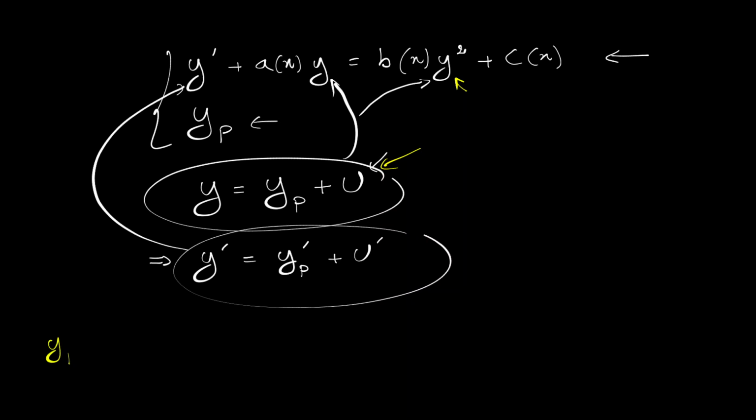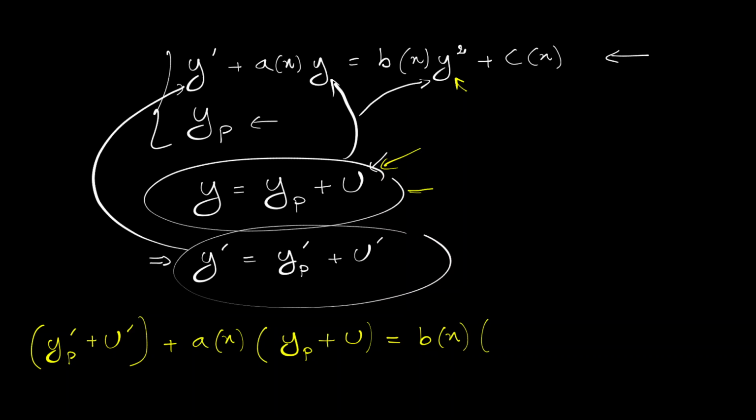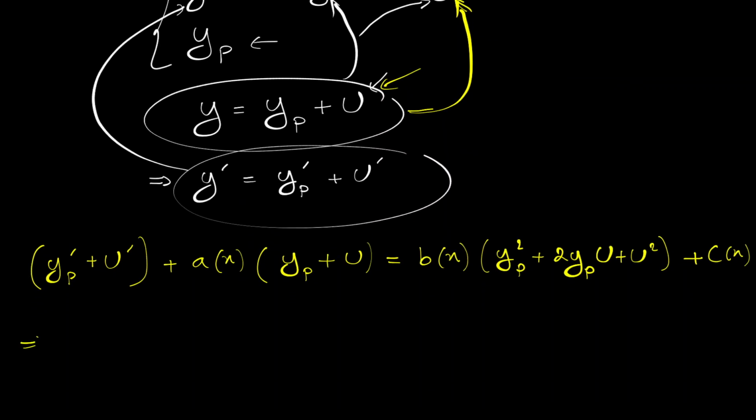y prime is replaced by the derivative of the particular solution plus u prime, plus a of x times y, which is our particular solution plus u, equals b of x times, here when we replace this instead of y squared, we have to use algebraic identities, plus c. Now I am going to expand all this.